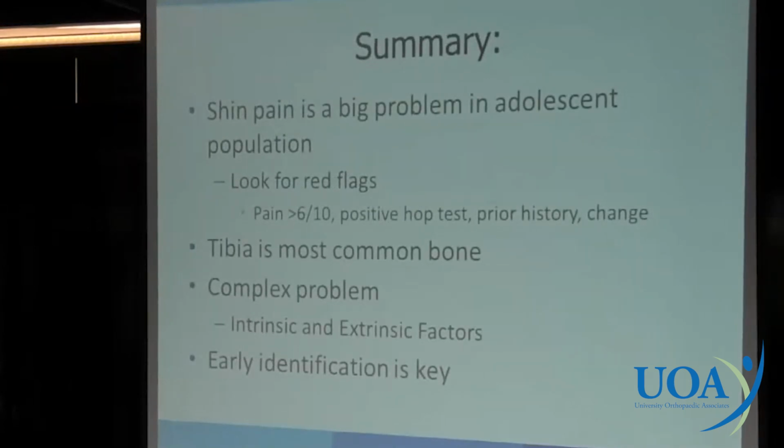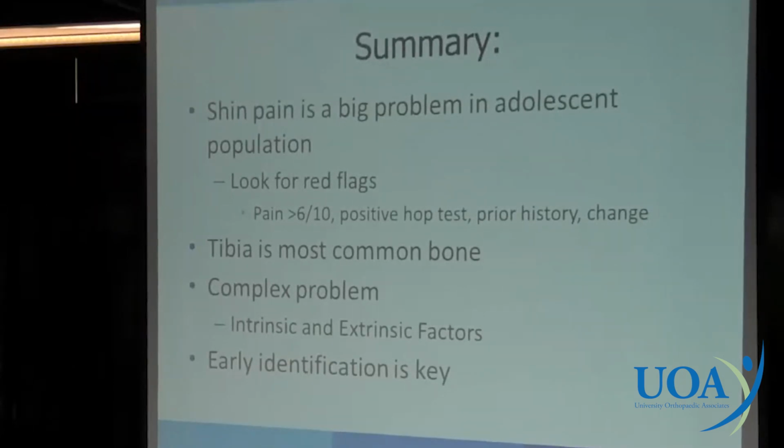So in summary, it is a big problem. Again, what I use as my go-to numbers are, I like the pain score over 6. The positive hop test is really important. I ask about their history. If they've had any sudden changes, I'm most concerned. We deal with other stress injuries of the lower leg, but tibia is far and away the most common. Look at all the external factors that may play into it.